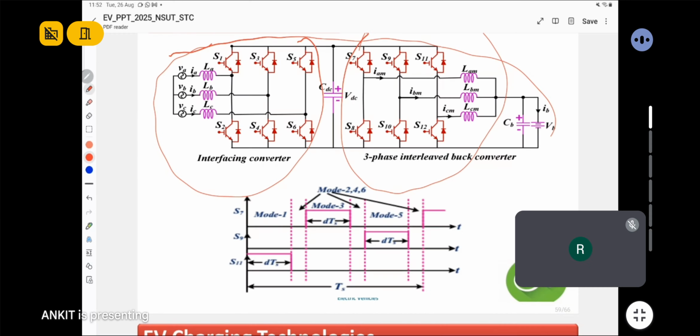So this is a three-phase charging arrangement. There is the front-end converter, known as the interfacing converter. The second stage is the interleaved buck converter, and the modes of operation for the interleaved buck converter are shown here. As we know, in interleaving techniques, switches S7, S9 and S11 are 120 degrees out of phase, meaning the sequence of turn on has a phase shift of 120 degrees.